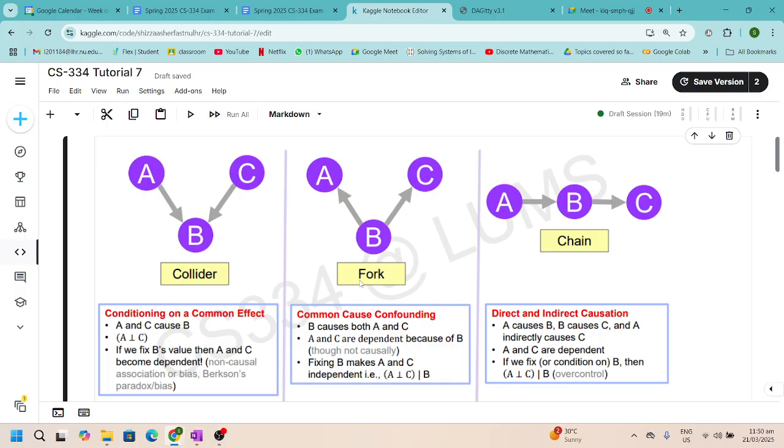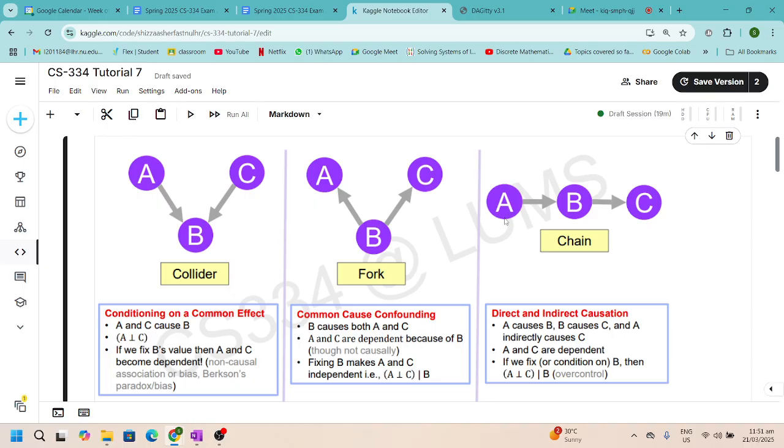All right, so as opposed to that, then you have a collider. In a collider, A and C are already independent. In fact, if you condition on B, then you are introducing a dependence between A and C.